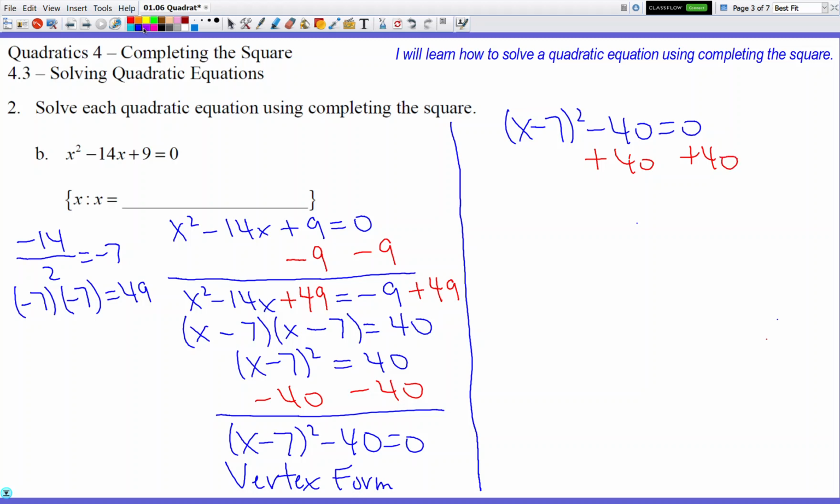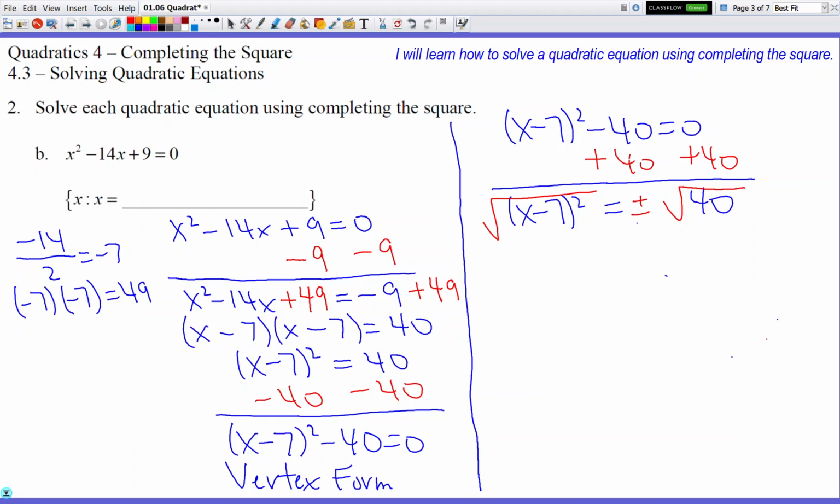Okay, so left side I get, I hope this is blue. Okay, I hit the right button. (x - 7)² equals, and leave a space, 40. Okay, so next I want to get rid of the square, so I take a square root. And remember the rule, whenever you square root both sides, you put a plus or minus right in that blank spot that I left right there.